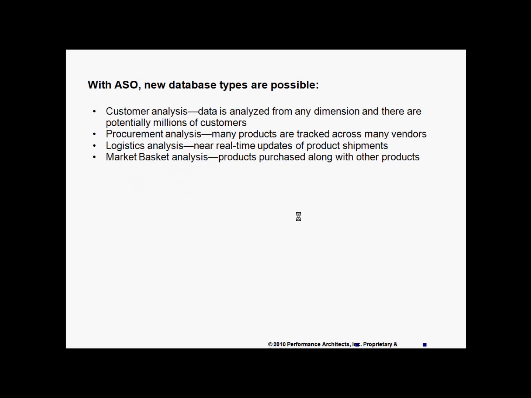With aggregate storage option, new database types are possible. Customer analysis: with this database type, data is analyzed from any dimension and there are potentially millions of customers. Procurement analysis: with this database type, many products are tracked across many vendors. Logistics analysis: with this database type, near real-time updates of product shipments are possible. Market basket analysis: with this database type, you can track products purchased along with other products.